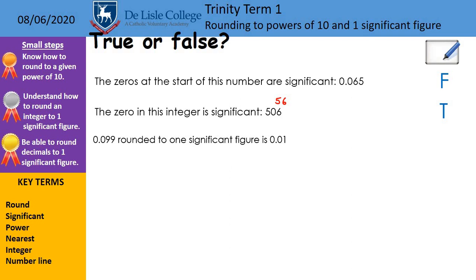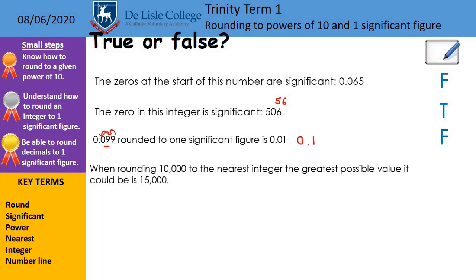0.099 rounded to one significant figure is 0.01. It's actually false, because we know that 9 is our first significant figure. That 9 rounds it up to a 10, which we've learned has a knock-on effect. So actually, it would be 0.1. When rounding 10,000 to the nearest integer, the greatest possible value it could be is 15,000. That's false because that would round the one up to a 2. It's actually that.